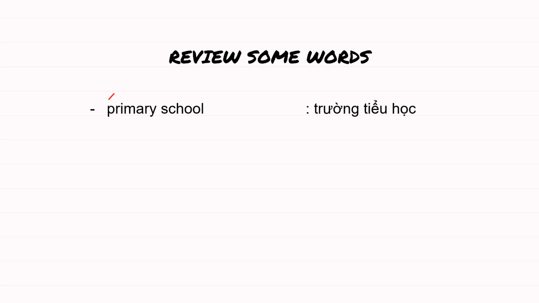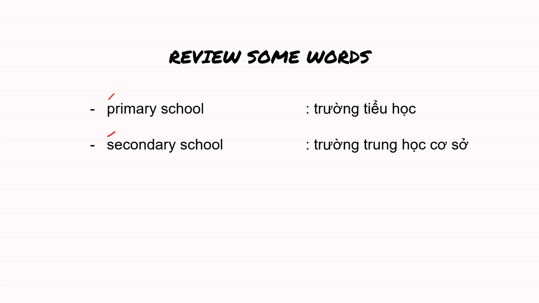Next one, number 2. Secondary school. Secondary school, trường trung học cơ sở. And we put the stress mark on the first syllable, secondary. Number 3. Private school. Private school means trường tư thục. And like number 1 and number 2, we put the stress mark on the first syllable like this.